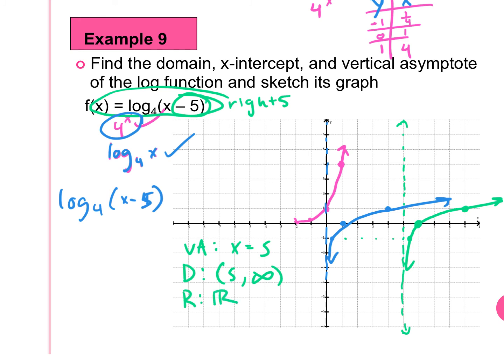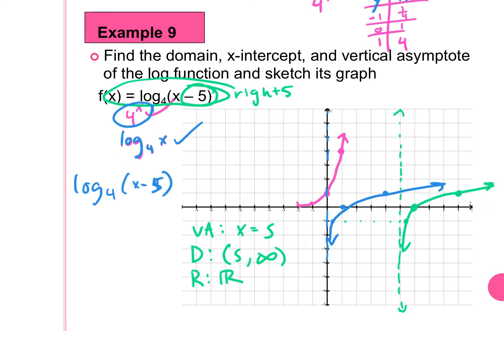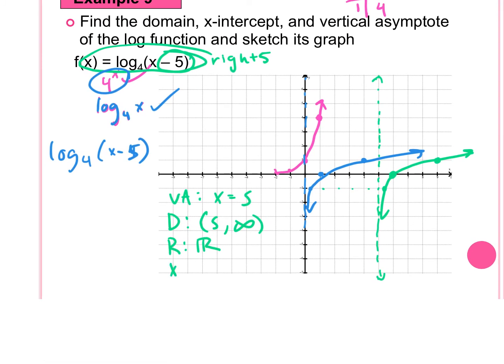The green one, all real numbers. So negative infinity, positive infinity. What is my x-intercept? 6, 0. I cross the x-axis at this point here, which is 6, 0. And then my vertical asymptote I found here, which was x is equal to 5.